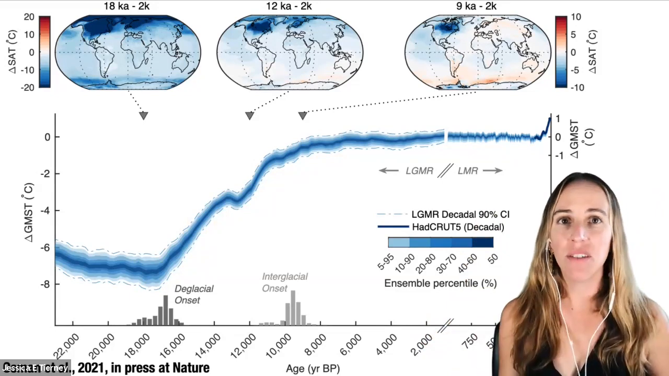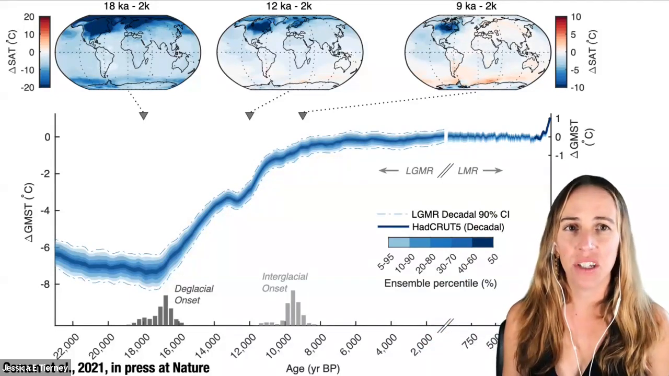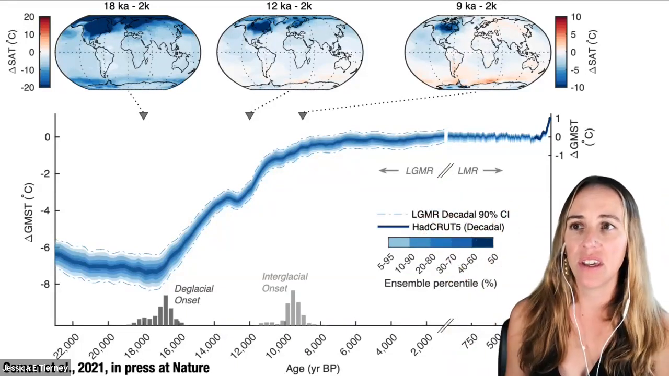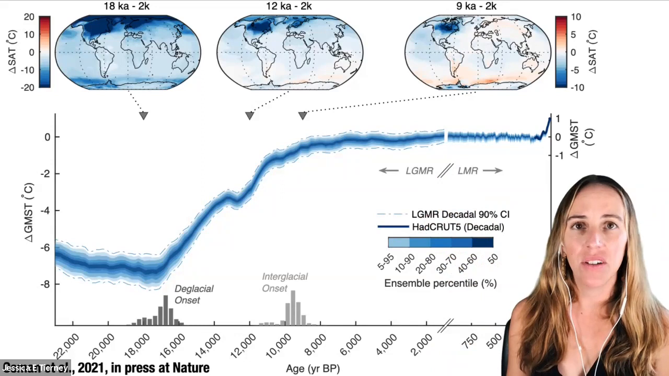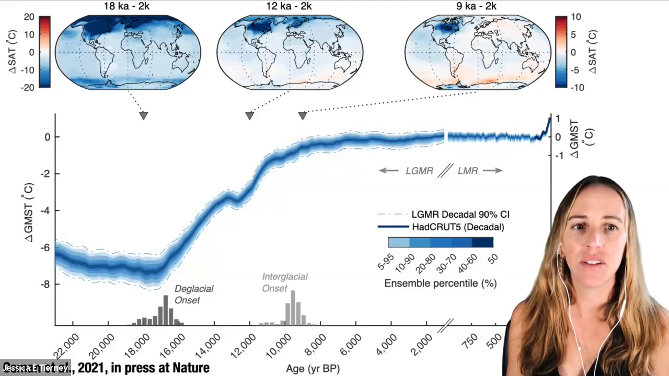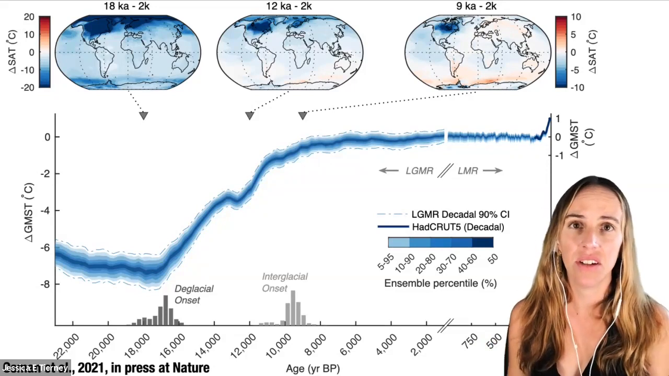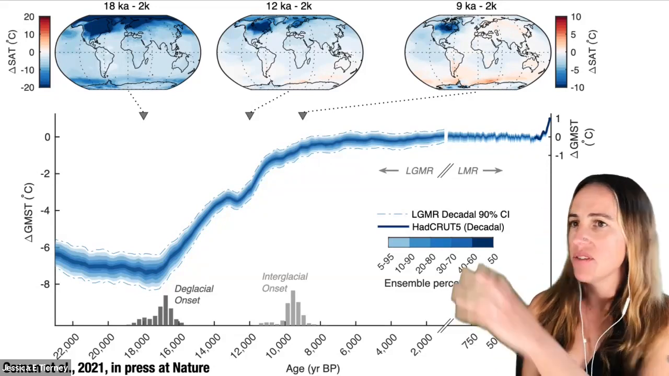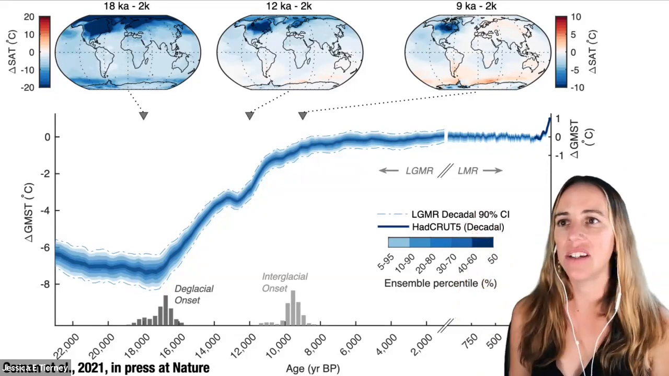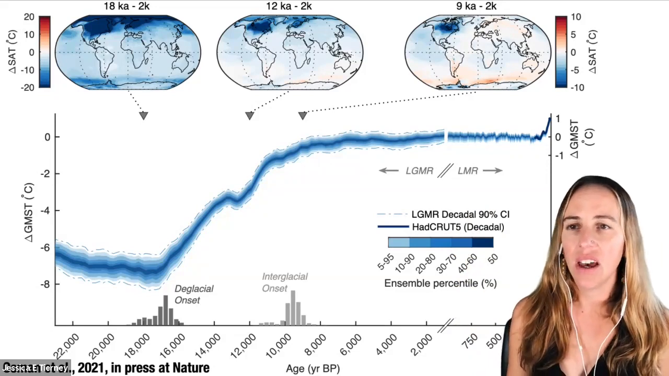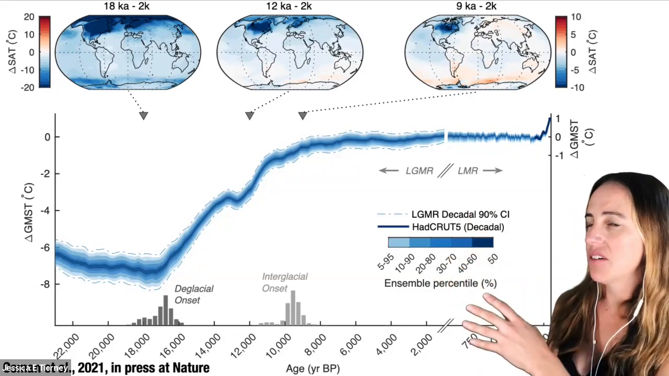Now, of course, one of the benefits of DA is we get spatially complete fields. So at top, there are a few anomaly maps of key intervals in time, including the coldest time of the last glacial, which turns out to be closer to 18,000 years ago here than 21. So there's a map there on the left showing you that deep cooling over the northern hemisphere associated with the ice sheets. Fast forward to 12,000 years ago in the Younger Dryas.